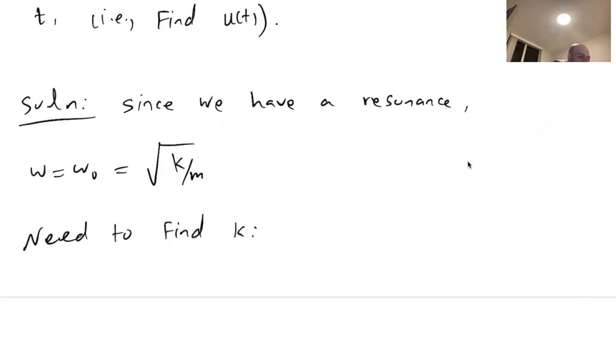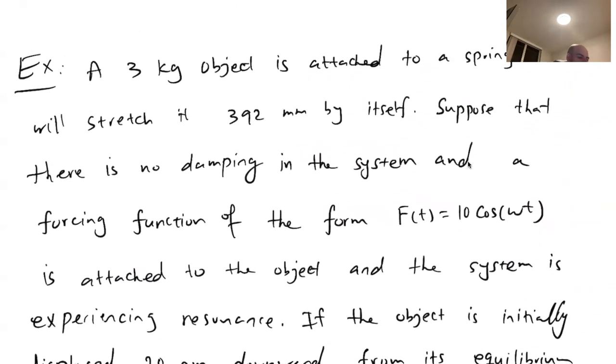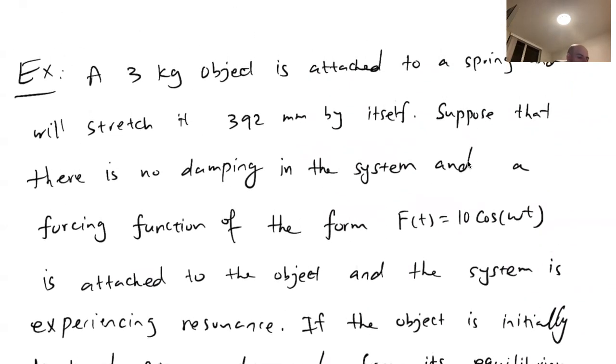How can I find k? If you remember, we knew that mg is equal to kL. If we have the equilibrium length, which is capital L, and the length of the spring after we attach the object, what will be the new length?